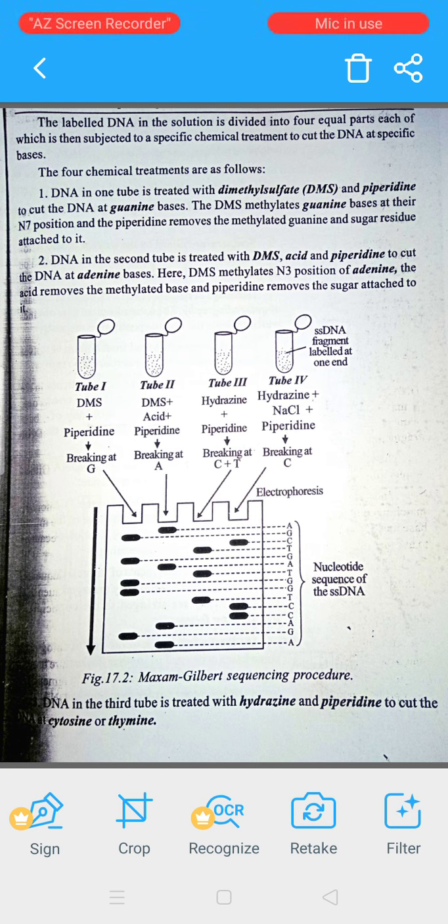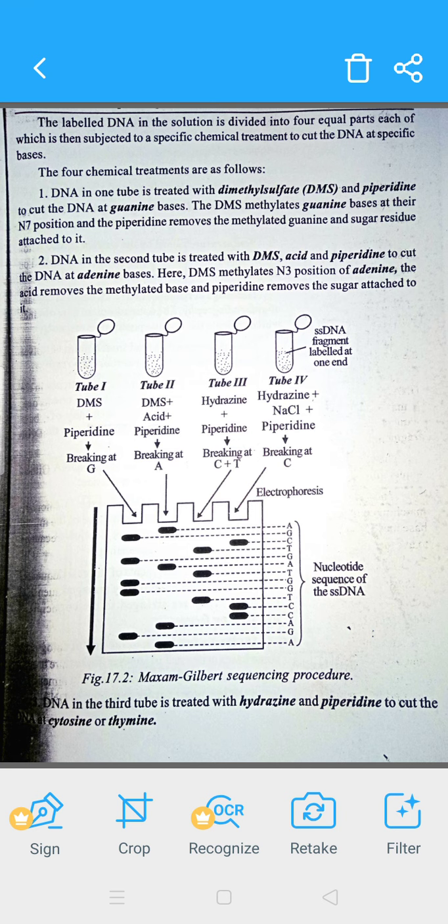The DMS methylates guanine bases at their N7 position, and the piperidine removes the methylated guanine and sugar residue attached to it. DNA in the second tube is treated with DMS, acid and piperidine to cut the DNA at adenine bases. Here, DMS methylates the N3 position of adenine. The acid removes the methylated base and piperidine removes the sugar attached to it.